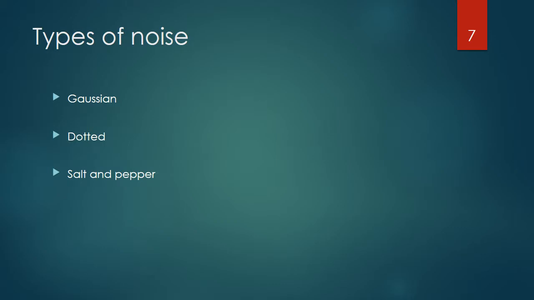We have three different types of noises. The Gaussian, and in this type the average is 0. The dotted, which causes a lower spatial resolution, and the salt and pepper, that are black and white pixels that cause an error in the memory, reconstruction, processing, and transmission.